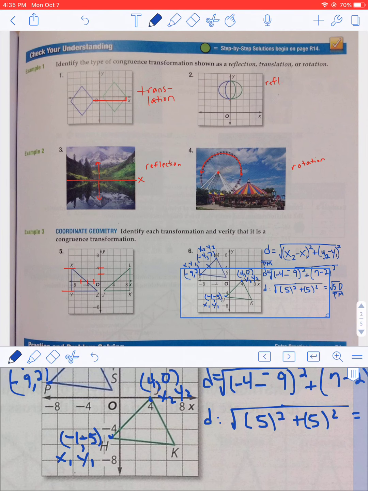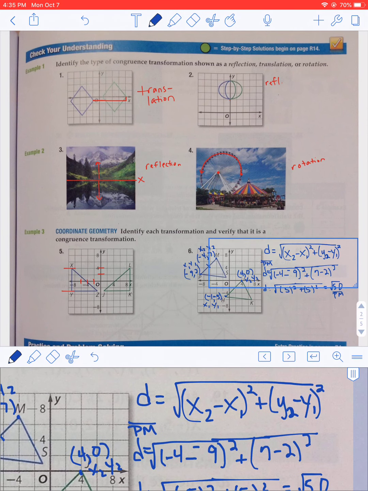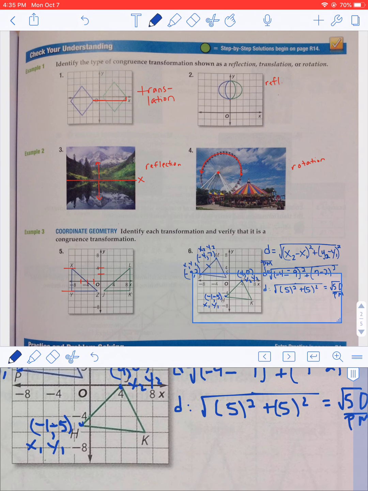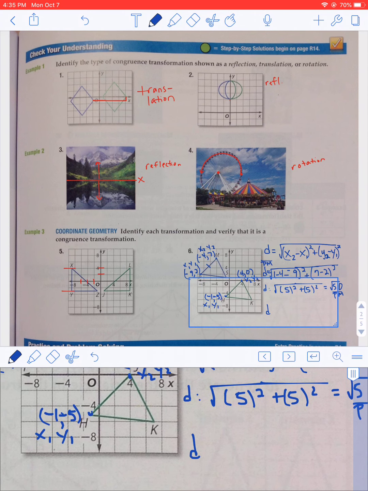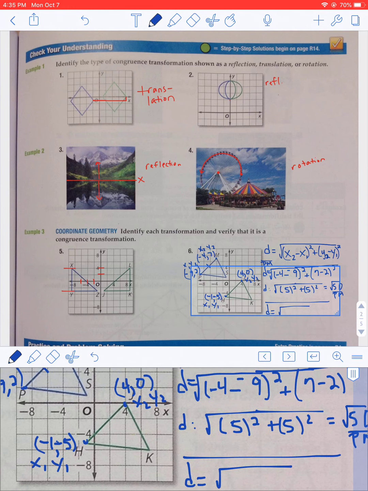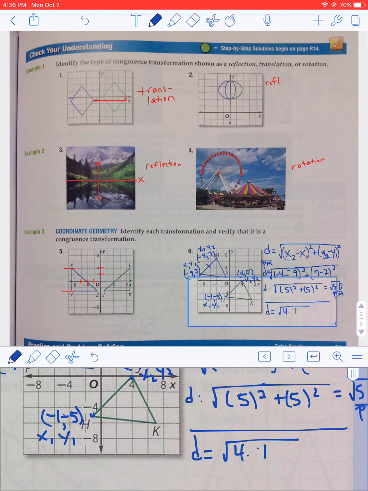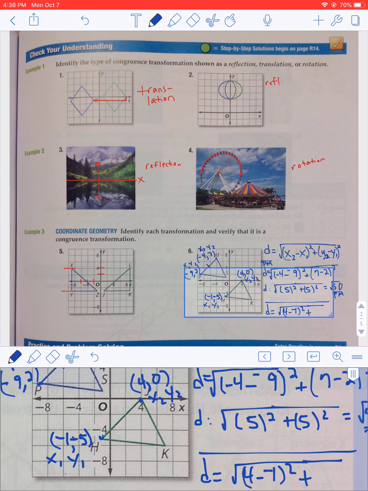Okay, so I'm going to do the same formula again. I'm not going to rewrite it though. I'm going to use this formula. I'm going to subtract my x's, I'm going to subtract my y's, and then square them. So I'm subtracting my x's, and I'm doing x2, and I happen to identify it. My x2 up there is 4. So 4 minus a negative 1 squared, and then my y2 was 0.